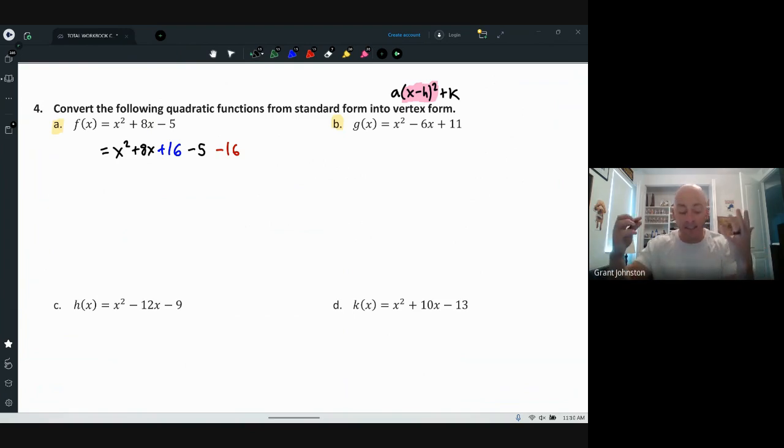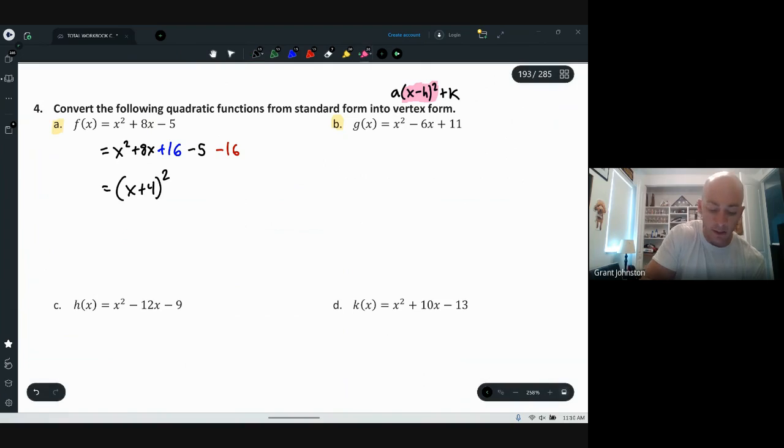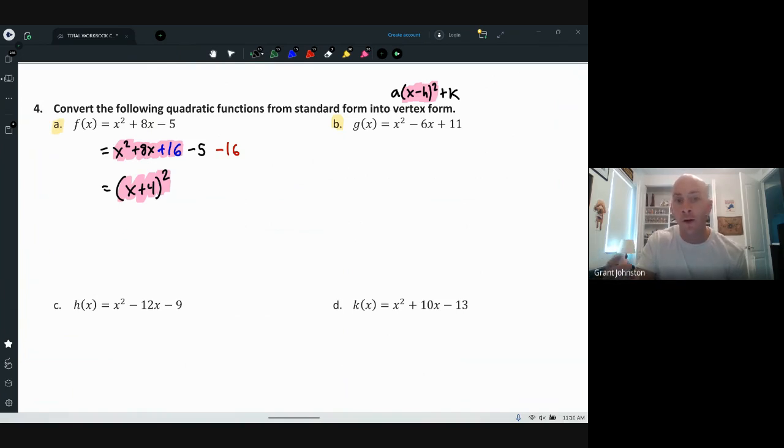Well, the reason I did this is because x squared plus 8x plus 16 is a perfect square trinomial that factors into x plus 4, or in other words, x plus 4 squared. So what I'm about to highlight here factors into x plus 4 squared. That's why I did the plus 16, because this factors into an x plus 4 squared that looks very much like that x minus h squared in the top right of the screen. And then all I need to do now is combine the negative 5 and the negative 16. Negative 5 combined with negative 16 is negative 21. There we go. This is in vertex form.